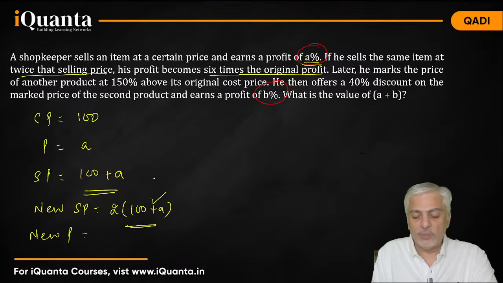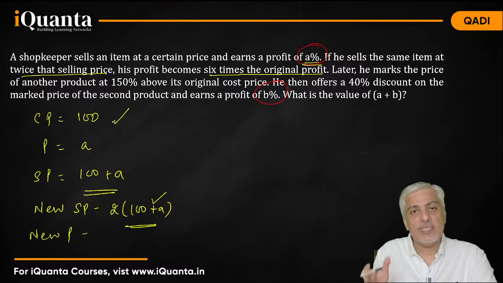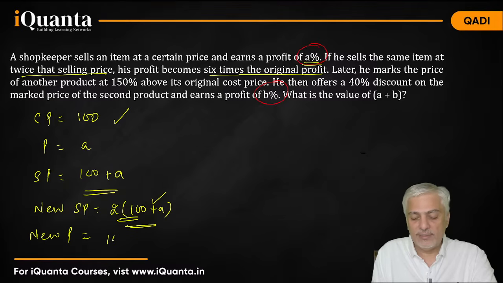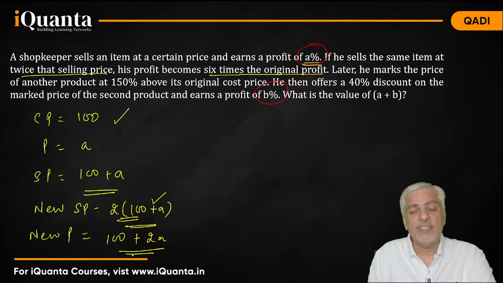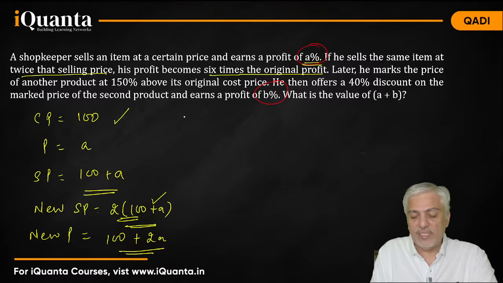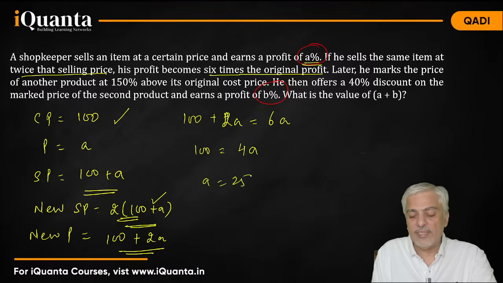New profit will be new selling price minus cost price. Cost price still remains the same. So this is 200 minus 100, which is 100 plus 2A. Right? Everybody clear with this? New selling price 200 plus 2A minus 100. New profit, they have said 100 plus 2A, is 6 times the original profit. So we get 100 is equal to 4A. A is equal to 25. So the first part of the question is done.